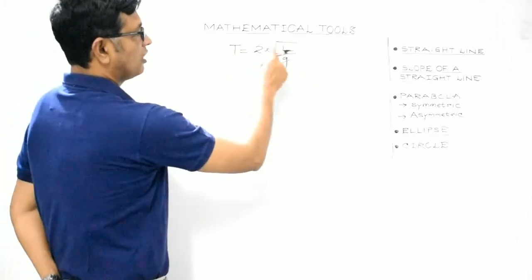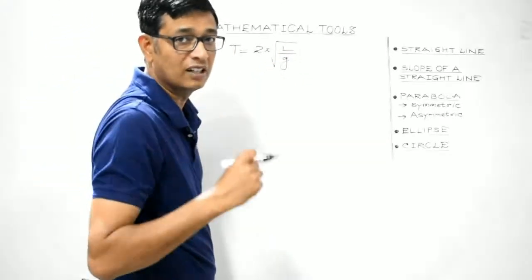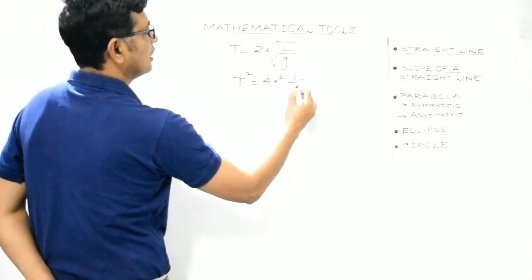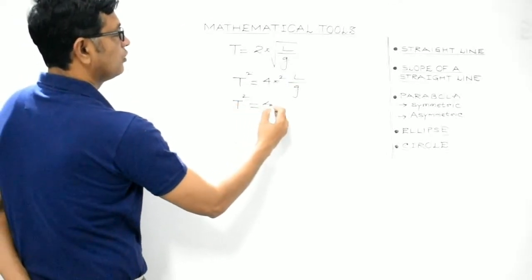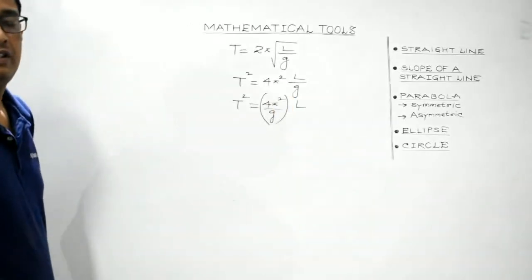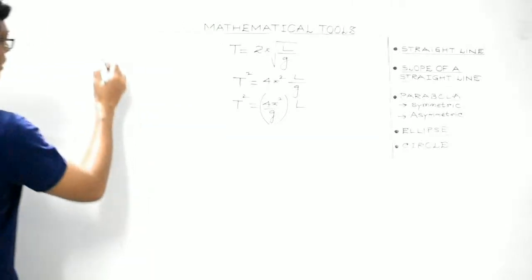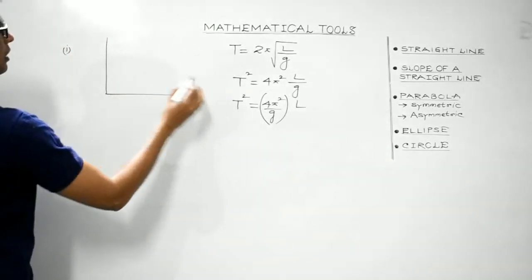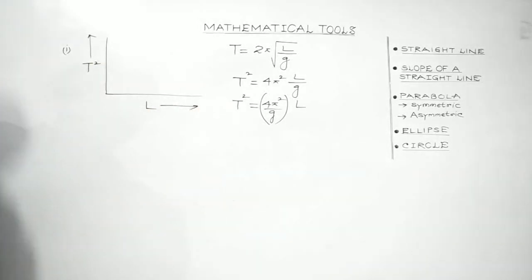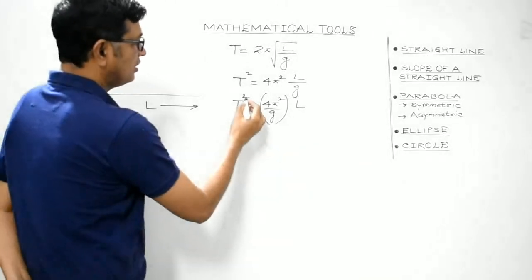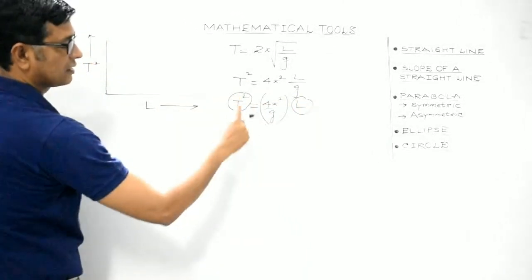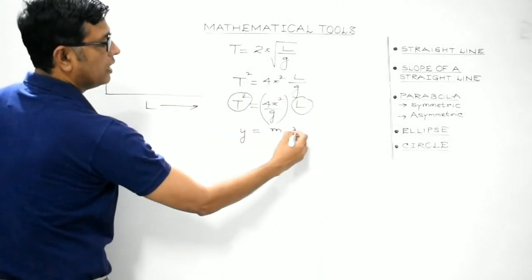So if you want to plot a graph between T and L, what should be the nature of the graph? Let's see. T square would be equal to, squaring both sides, we get T square is equal to 4 pi square by g times L, where 4 pi square by g is constant. Now look, it's very, very important. There are two cases. First, if you plot a graph between T square and length L, what is the degree of T square? T square is represented along the y-axis, L is represented along the x-axis. So it is in the form of y equals mx.